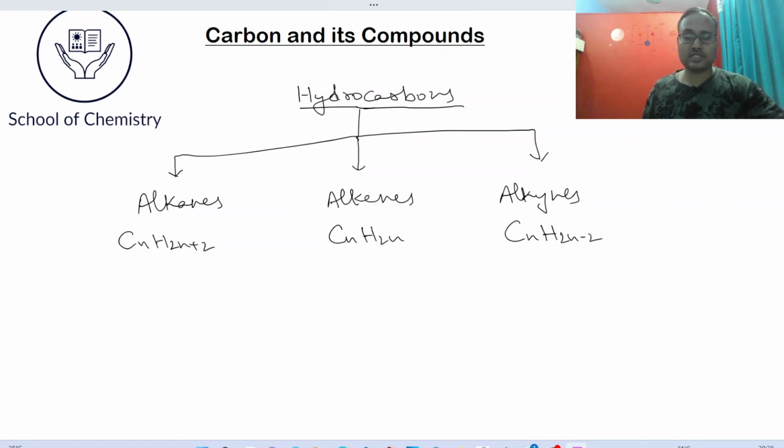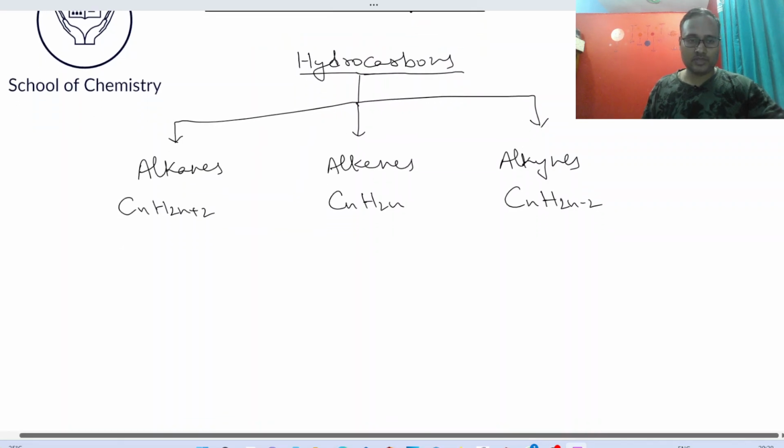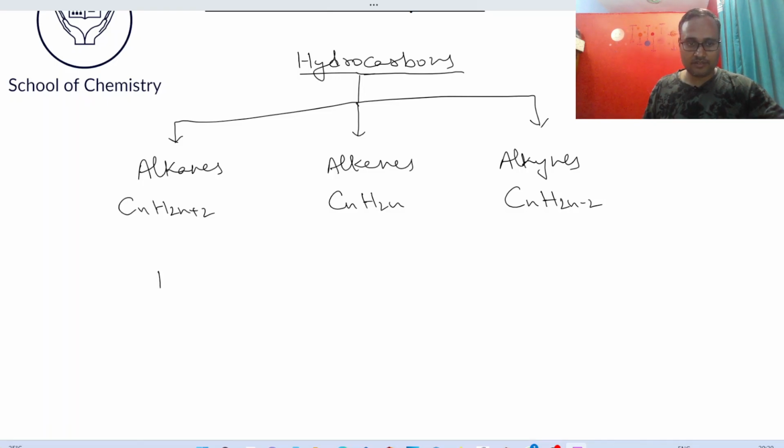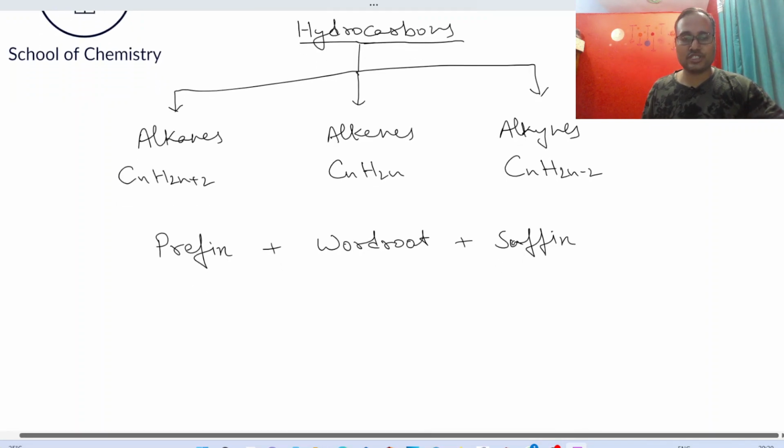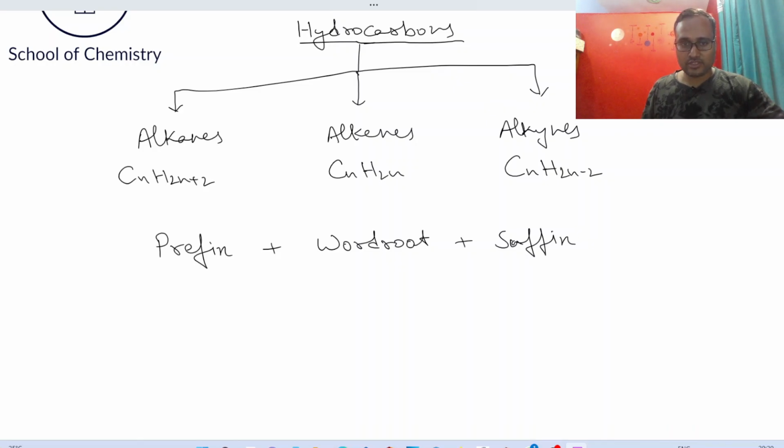While writing down the IUPAC name, we need to take care of three things. In the IUPAC name of these compounds, we'll have three things. First is the prefix, the second is the word root, and the third thing is the suffix. Prefixes are mostly the substituents which come into the IUPAC name of any compound.